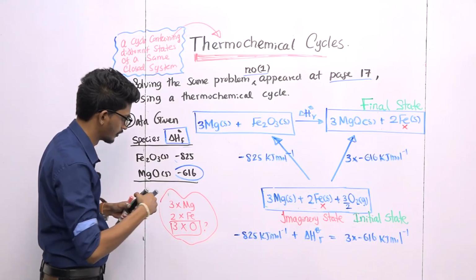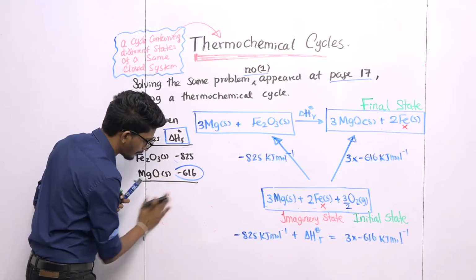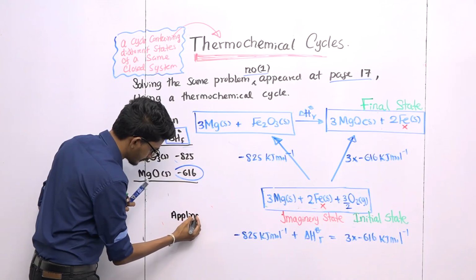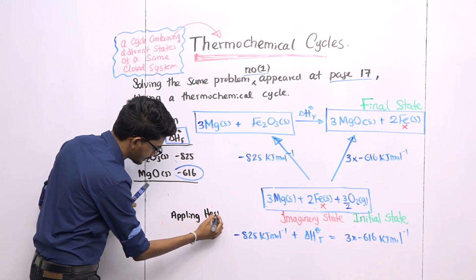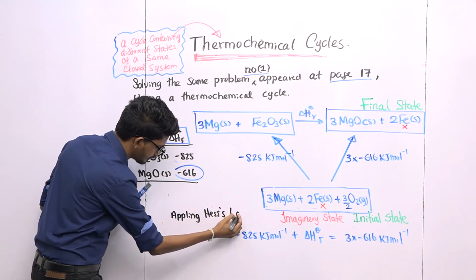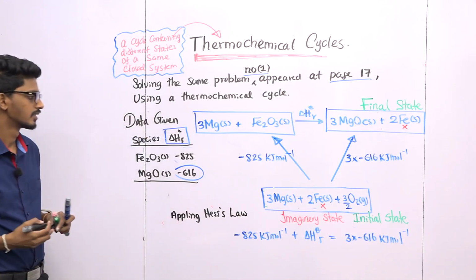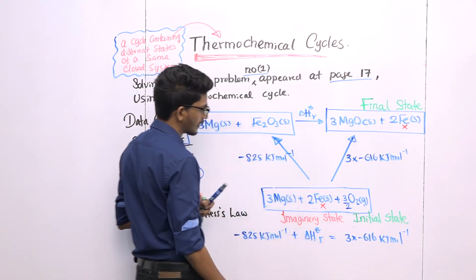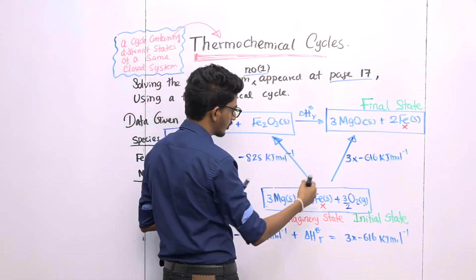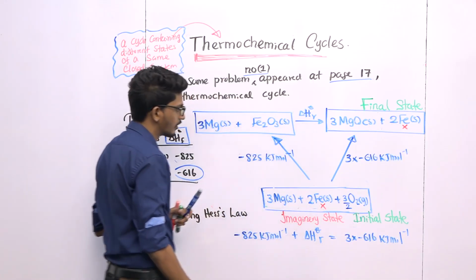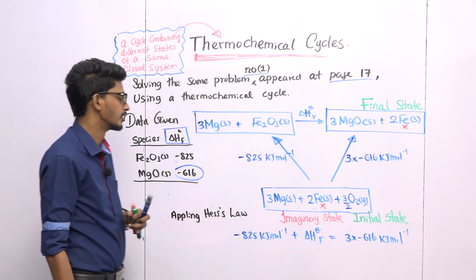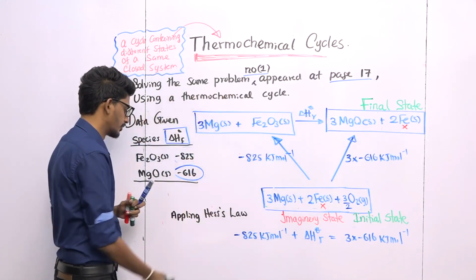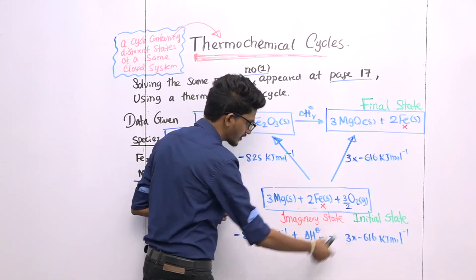We can write like this, applying Hess's law. As long as the initial and final states are the same, the enthalpy change, or change in a thermodynamic property, is going to be the same. That law is referred to as Hess's law. So applying Hess's law will give you this relationship.